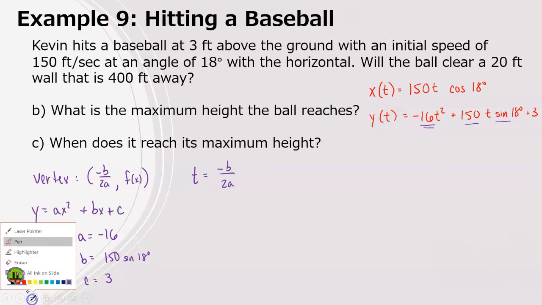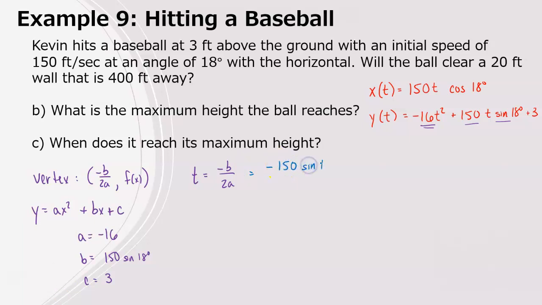All right, so let's plug these numbers into the equation. It's going to be the opposite of b, so the opposite of 150 sine of 18 degrees would be negative 150 sine of 18 degrees, all divided by 2a. A is negative 16, so 2 times negative 16 is negative 32. Now when you plug that into your calculator, pause the video and make sure that you can plug this in on your own and get the correct answer. You should get approximately 1.45 seconds.